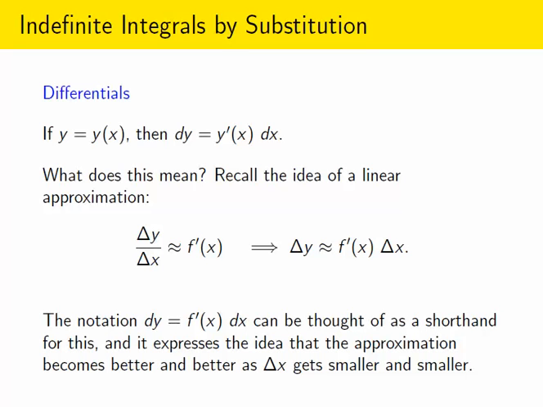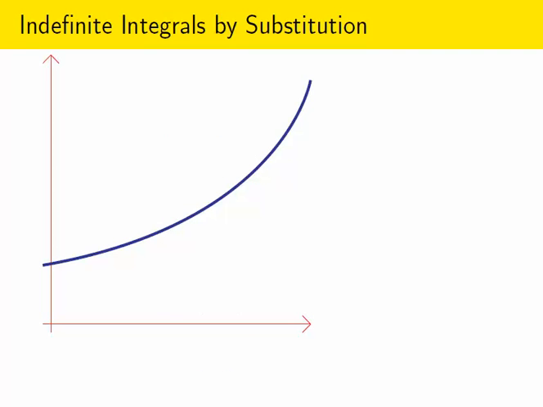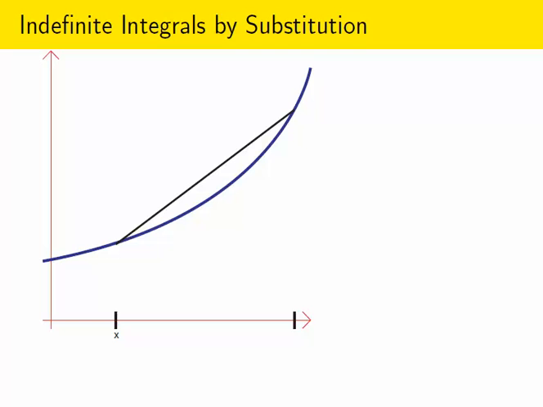Let's look at a picture that illustrates this relationship a little bit better. Here's a function y of x. Let's pick 2 points on that curve and connect them with a straight line. So this secant line goes through 2 points. One of them is labeled with the x value x. And we might want to know the slope of that line. Well, the slope is just delta y over delta x.